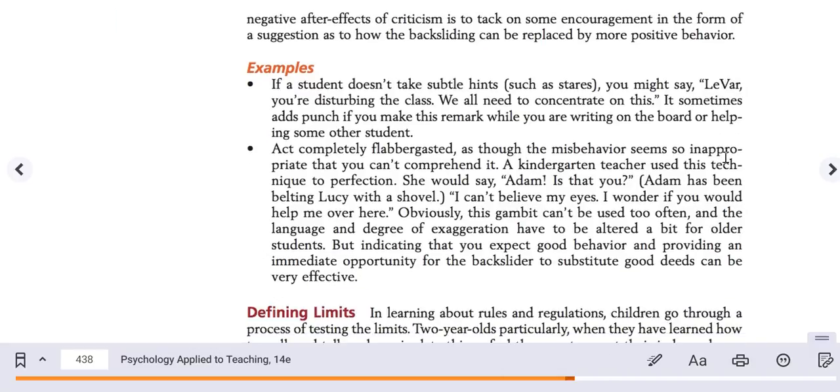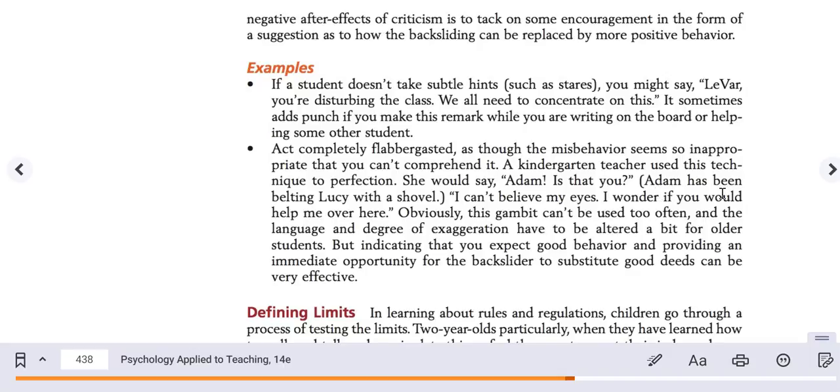If a student doesn't take subtle hints, such as stares, you might say, "LeVar, you're disturbing the class. We all need to concentrate on this." It sometimes adds punch if you make this remark while you're writing on the board or helping some other student.